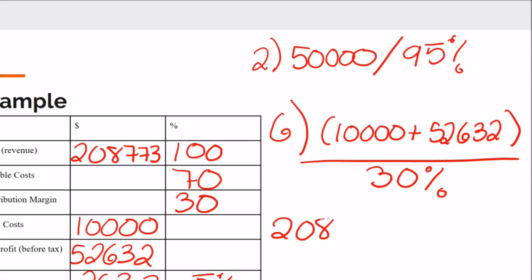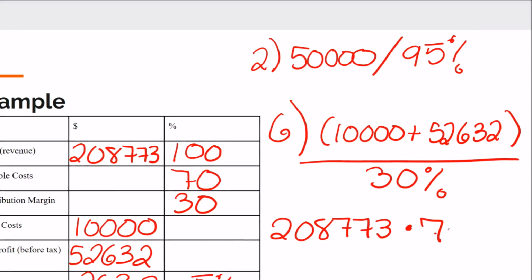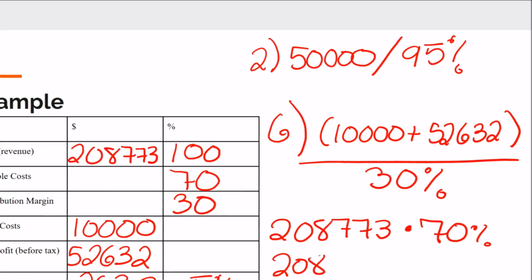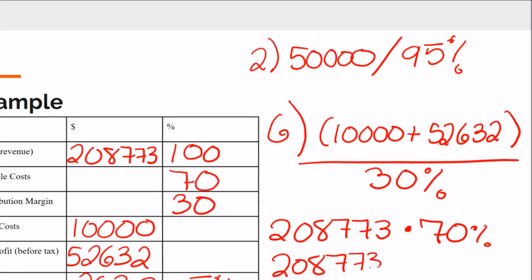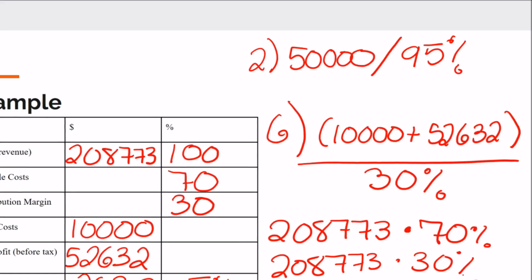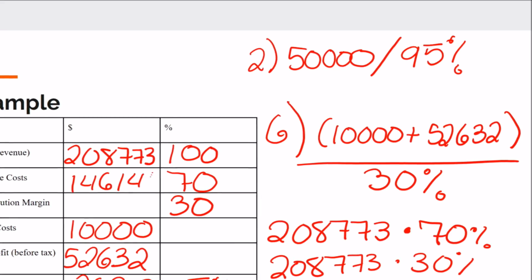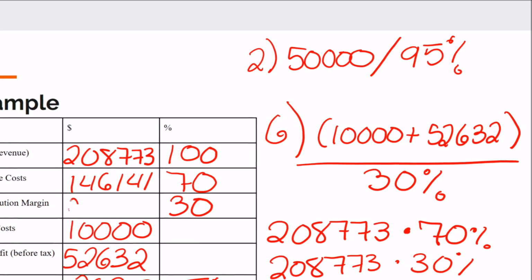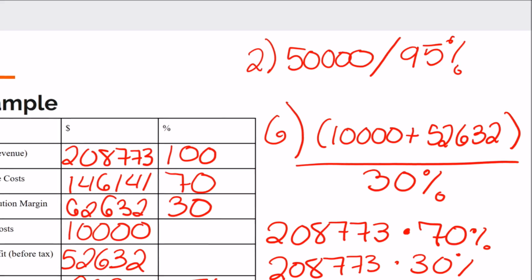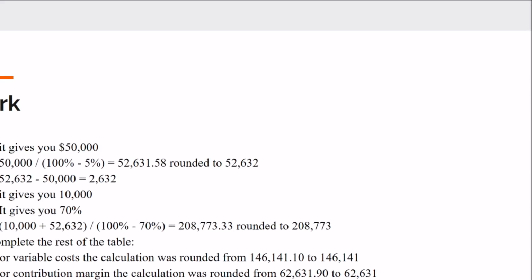Now to fill in the rest of the table, it's pretty simple math. You'll just take your sales revenue and then times it by the percentages. Then if we round to the nearest dollar, for variable cost it'll be 146,141, and then for contribution margin 62,632. And here is all the math just in text form.